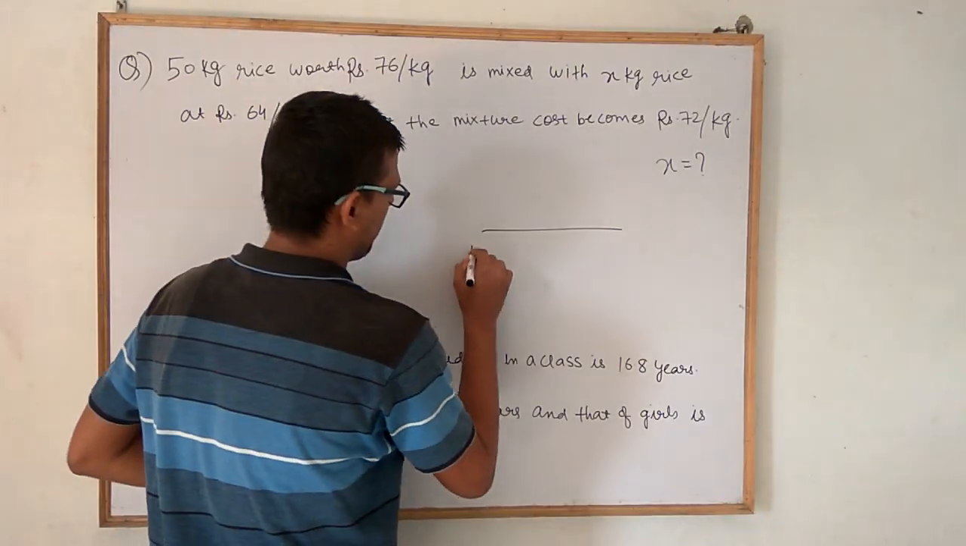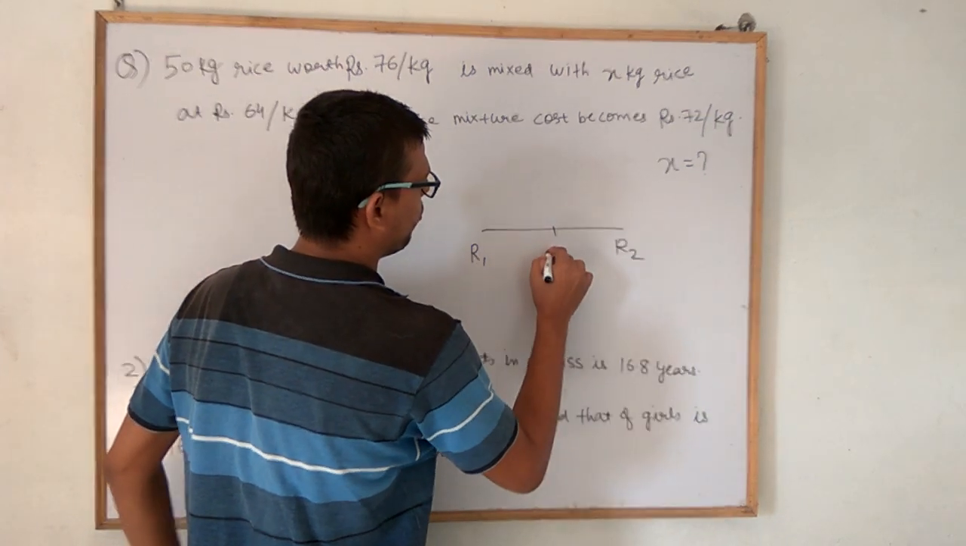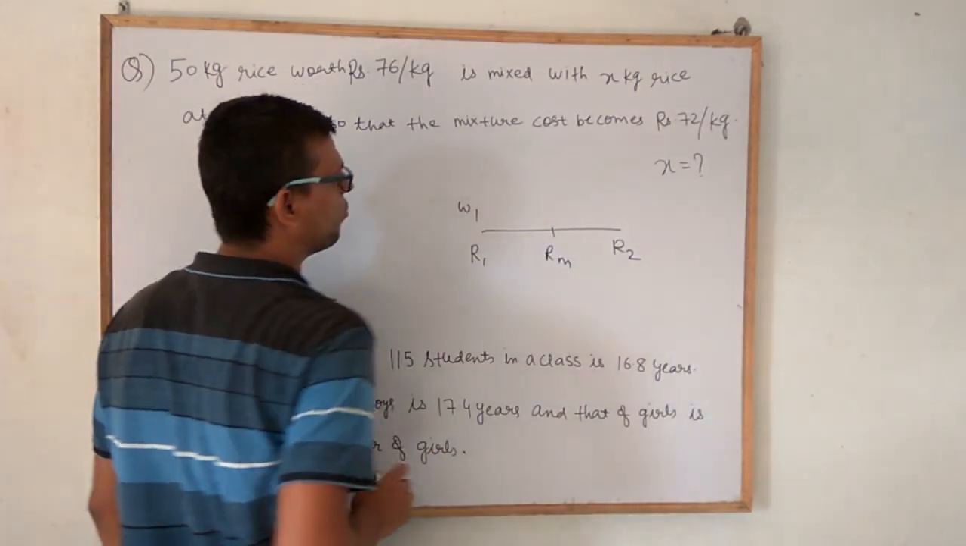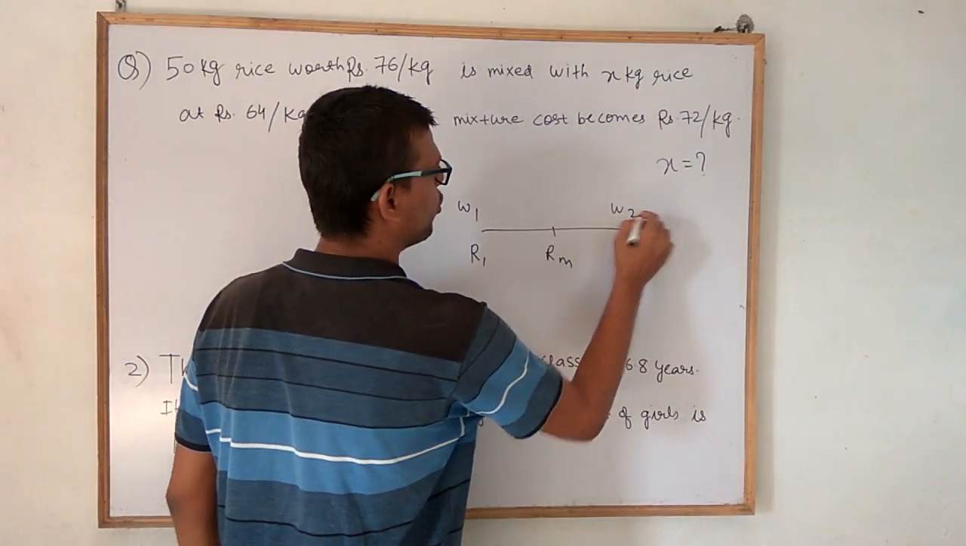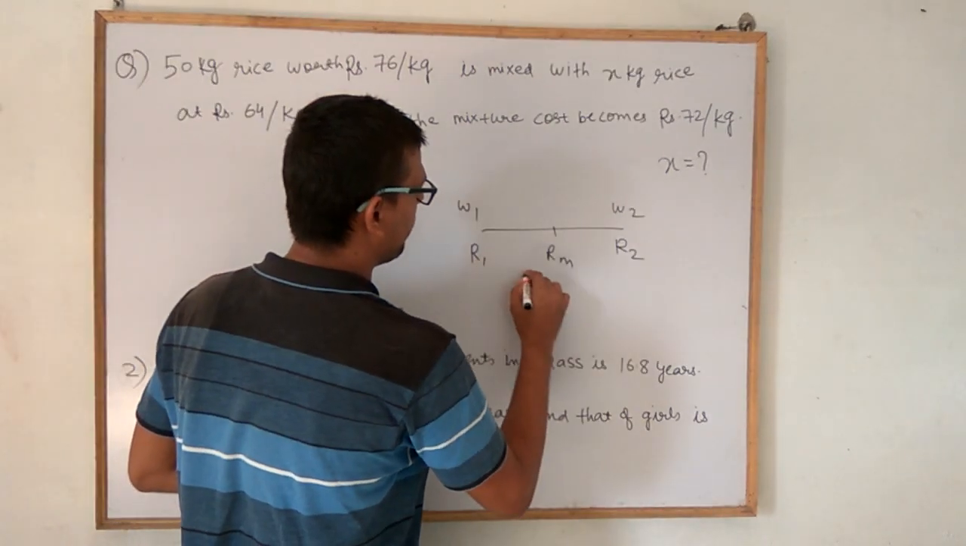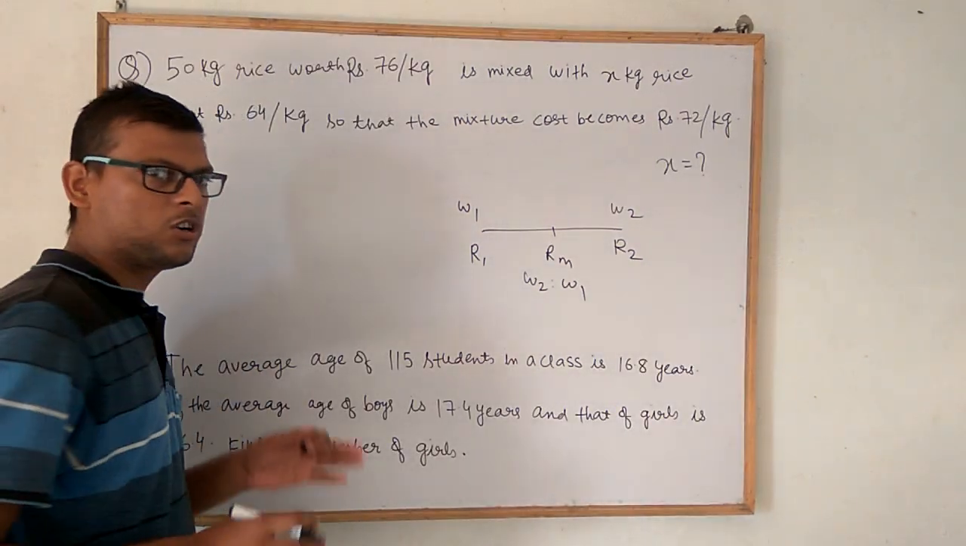I taught, here we have rate 1, here we have rate 2, here we have mean rate, here we have W1 corresponding to rate 1 and here we have W2. So this mean rate divides this line segment in the ratio W2 is to W1. This was the basic thing that I taught in the last class.